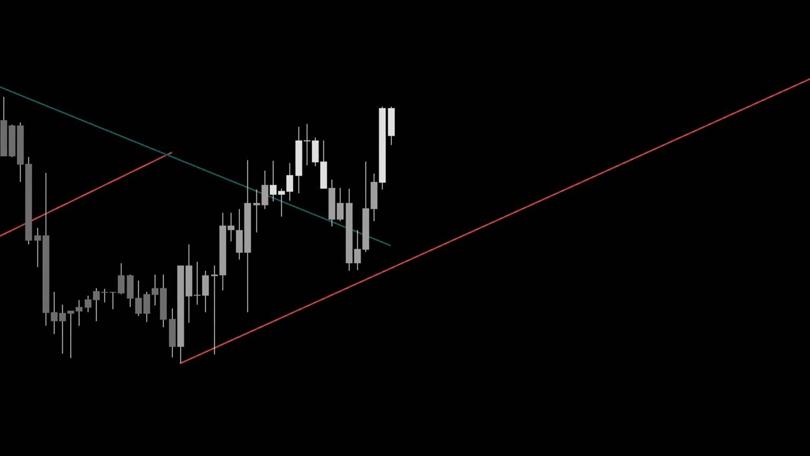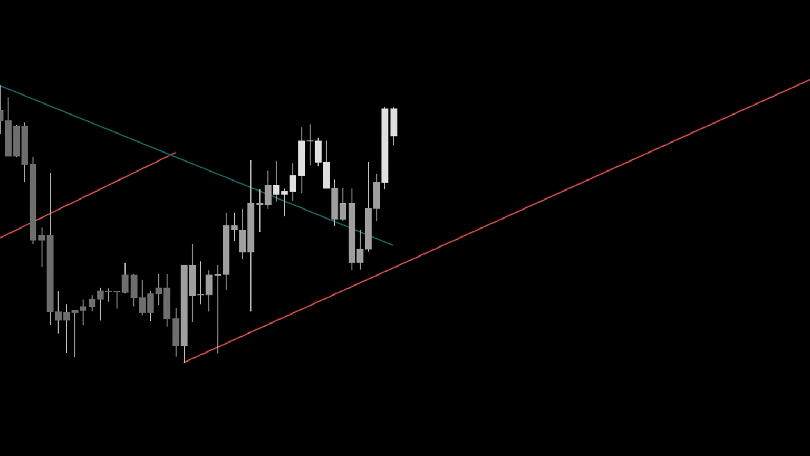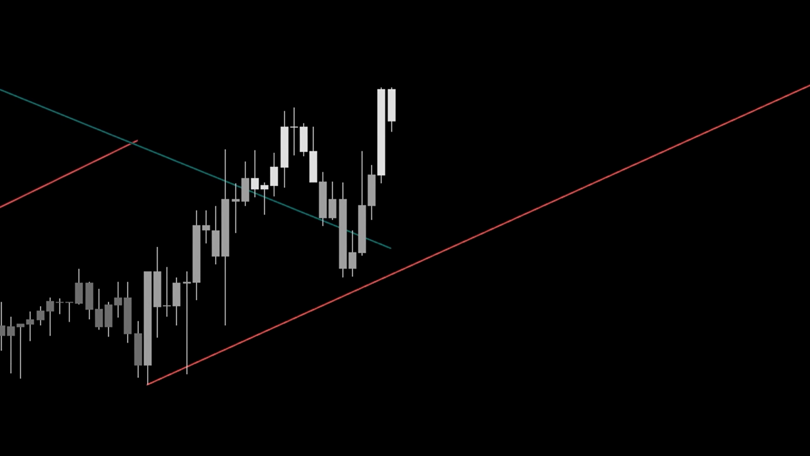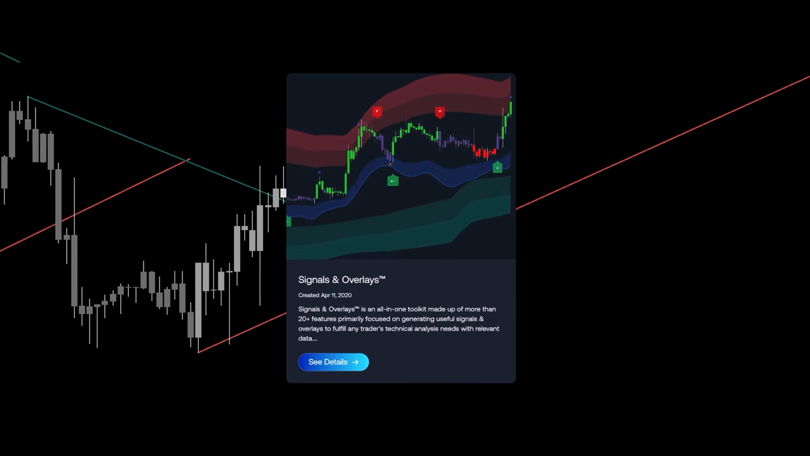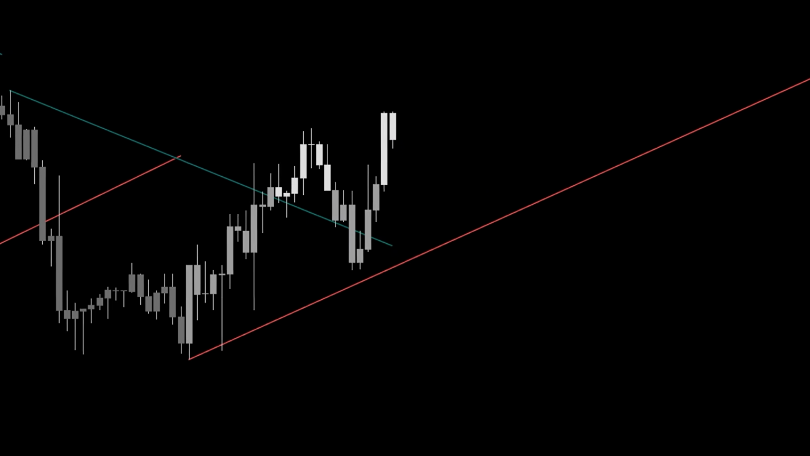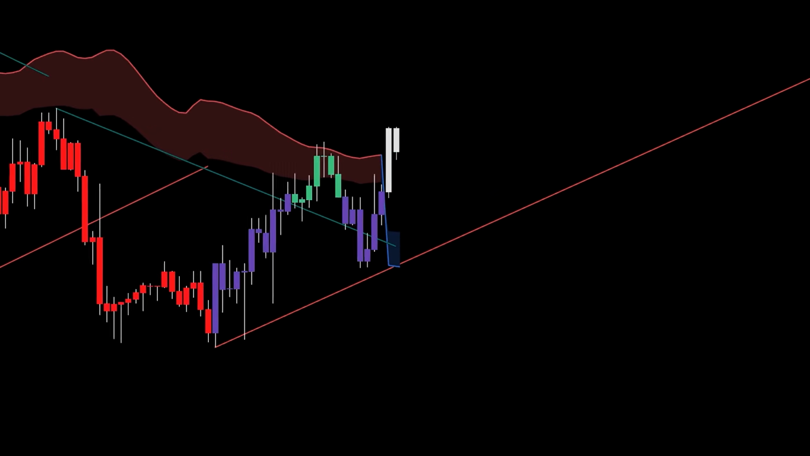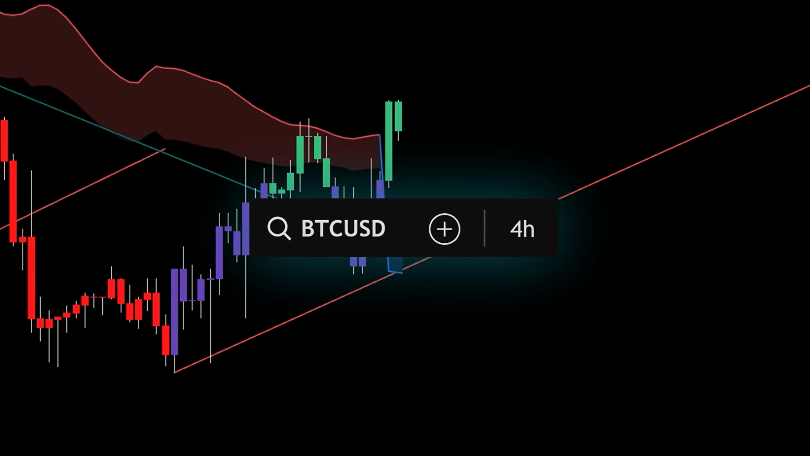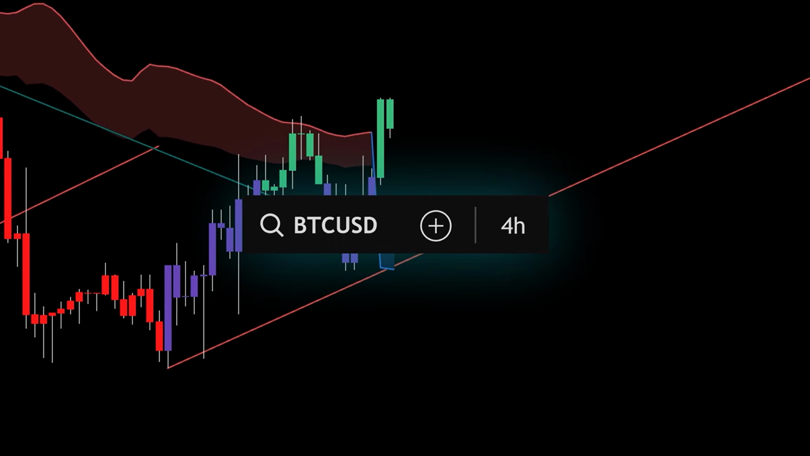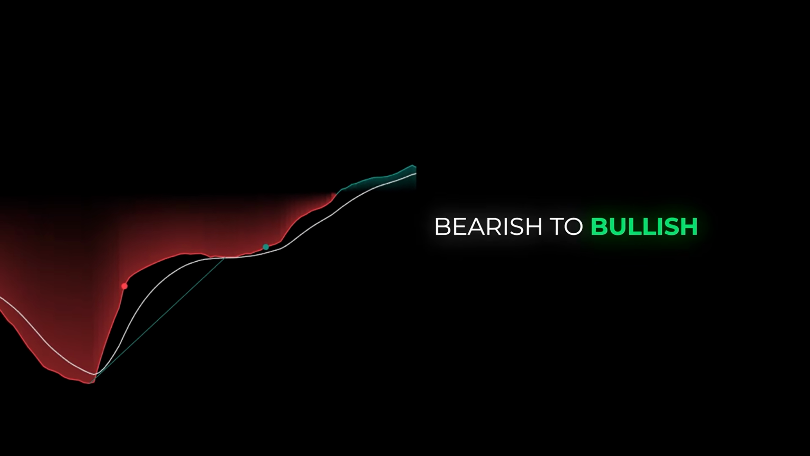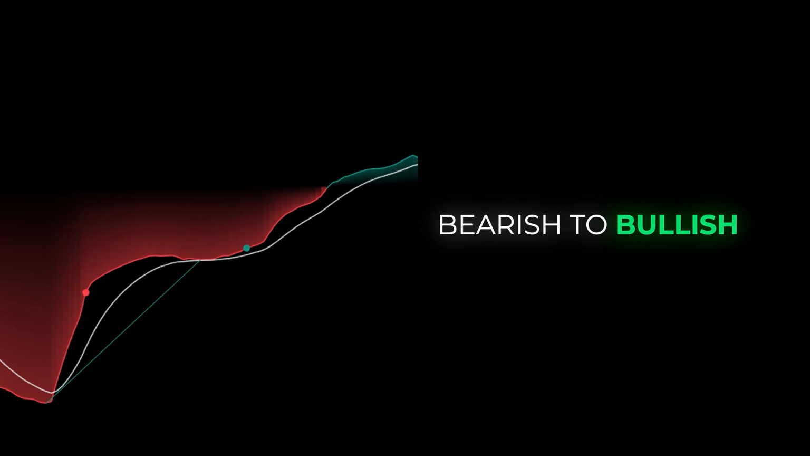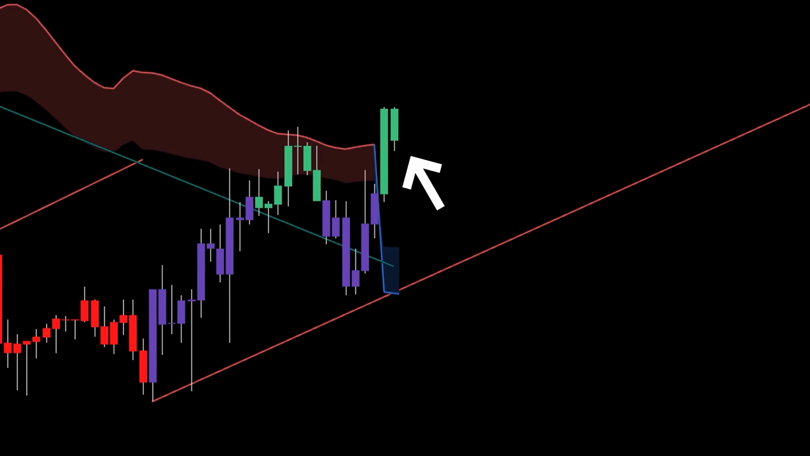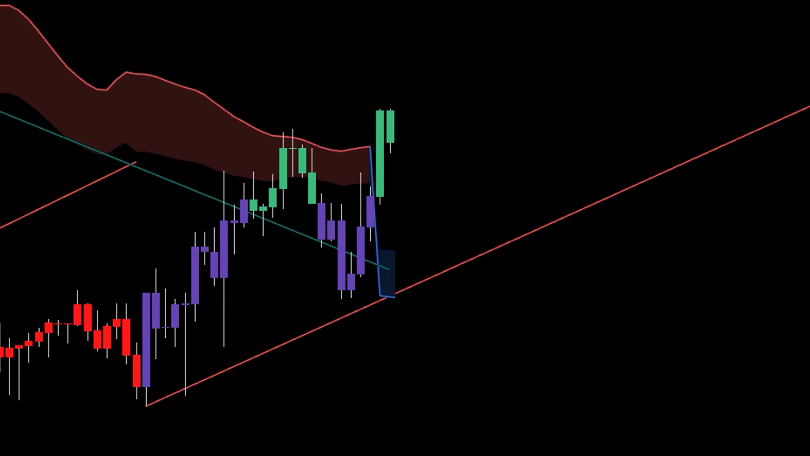First, keep in mind that no single indicator is a magic solution. You'll want to build confluence. That's why we're pairing this with the Signals and Overlays algo, which includes a feature called the Smart Trail, perfect for confirming entry and exit signals. In this example, we'll be analyzing Bitcoin on the 4-hour time frame. The first thing you'll notice is the oscillator transitioning from bearish to bullish conditions, with the colors shifting from red to green. Crucially, this shift happens while price is trading above the smart trail.